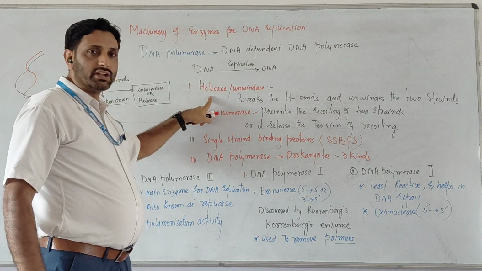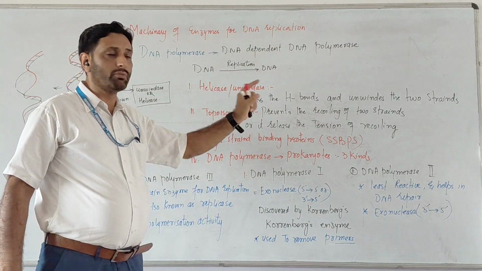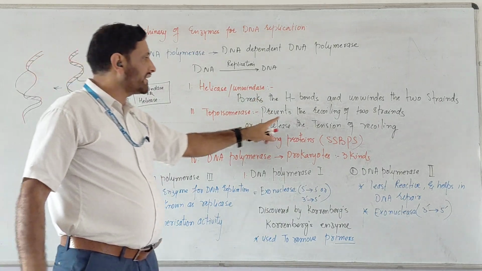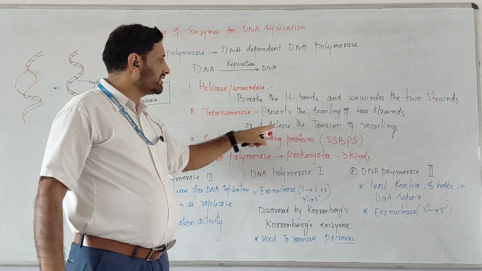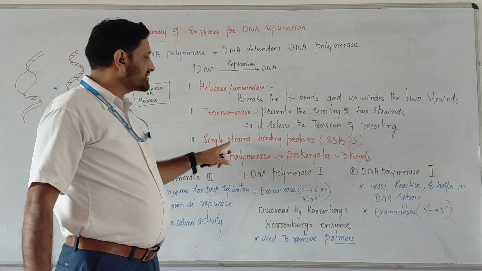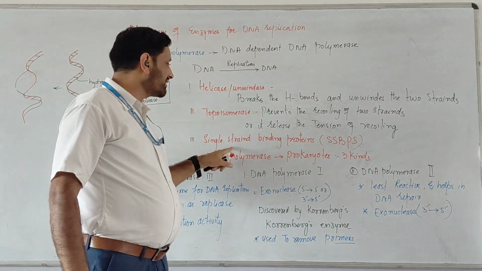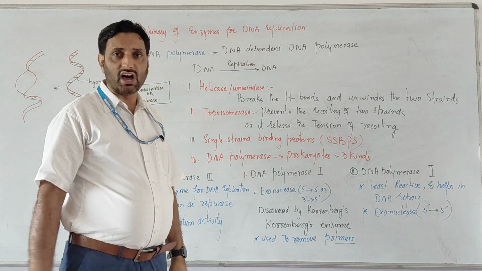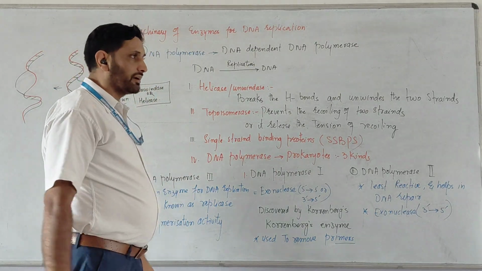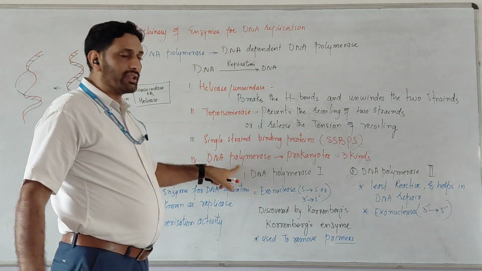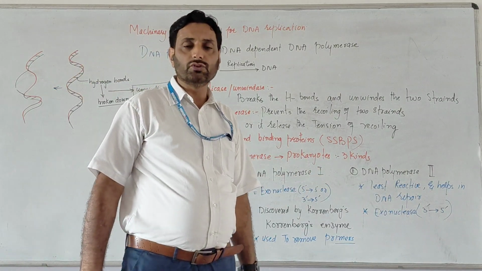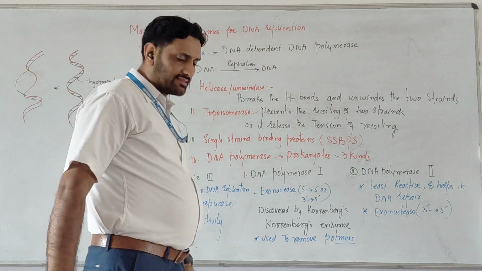For replication, we need helicases to break the hydrogen bonds and separate the two strands. Topoisomerases prevent the recoiling of the strand or the increase of tension. Single-strand binding proteins stabilize the two strands after unwinding. DNA polymerase in prokaryotes is of three kinds: DNA polymerase 1, 2, and 3.